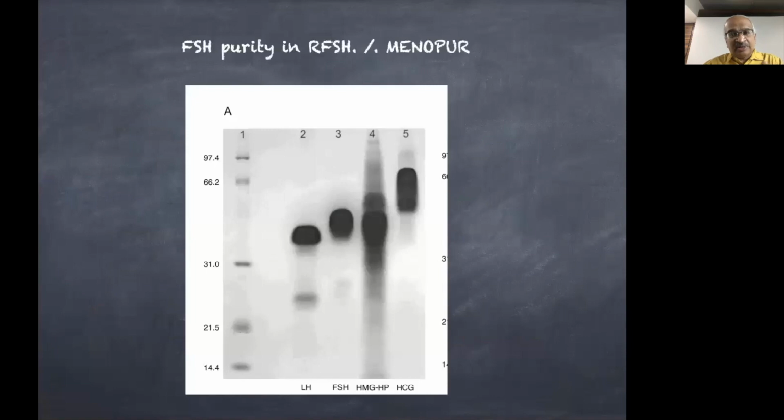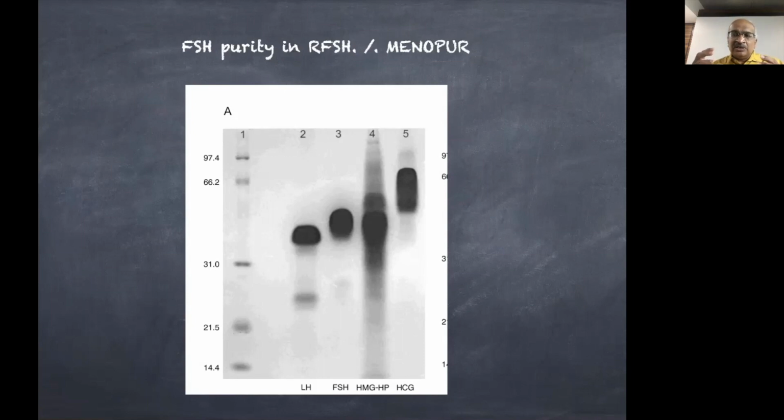I think this is a very important diagram which is telling you about the purity. You can see a band of FSH there, which is the recombinant FSH, and you look at the band of the FSH part of the HMG-HP, that's the Menopur molecule. They are almost at the same level. So HMG-HP has an FSH which is more purified compared to a routine HMG which is available in the Indian market, and Gonal-f or Recagon have the highest purification of the FSH.